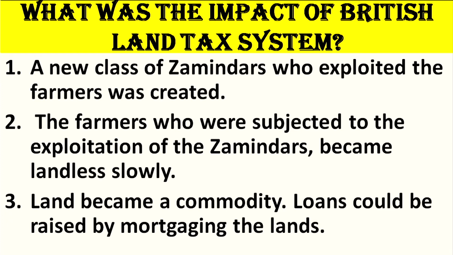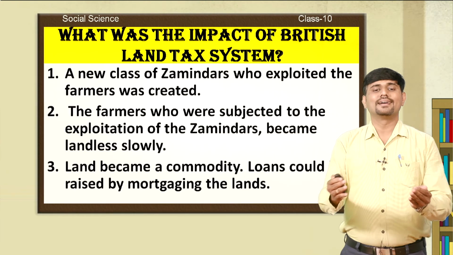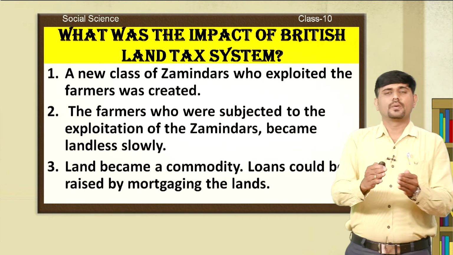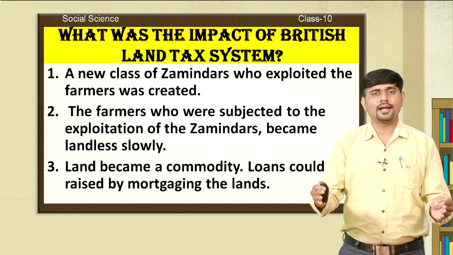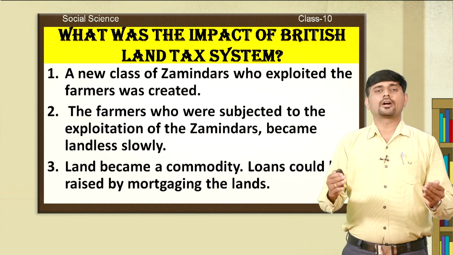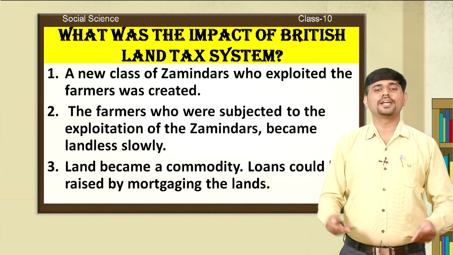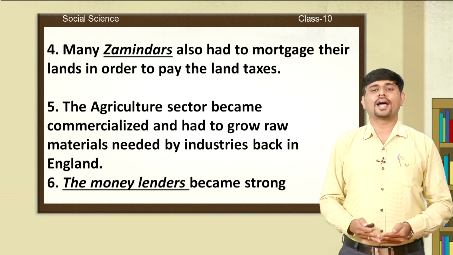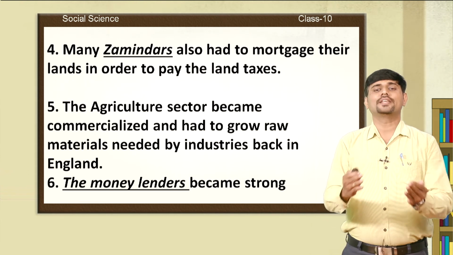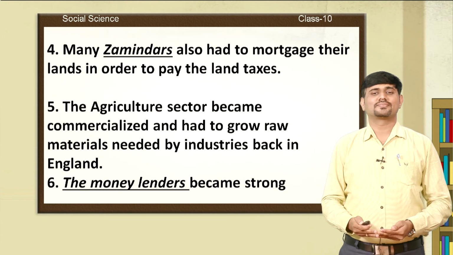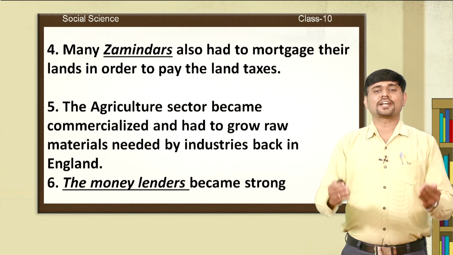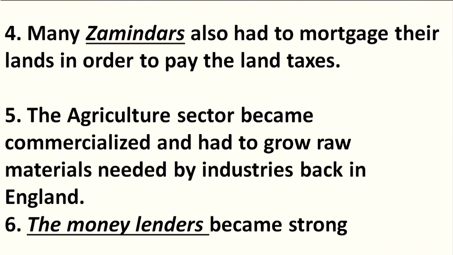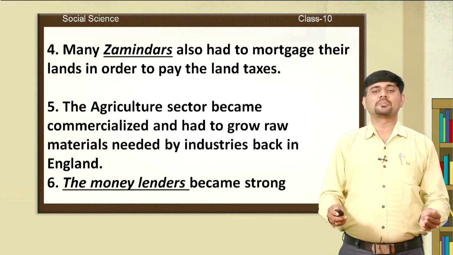Land became a commodity here. Loans could be raised by mortgaging lands. With the development of all these land reforms, land became a commodity. Many zamindars also had to mortgage their lands in order to pay the land taxes. The agriculture sector became commercialized and had to grow raw materials needed by industries back in England. Finally, the money lenders became strong.